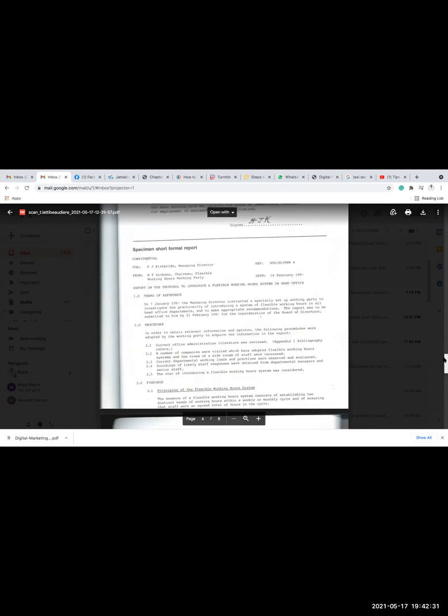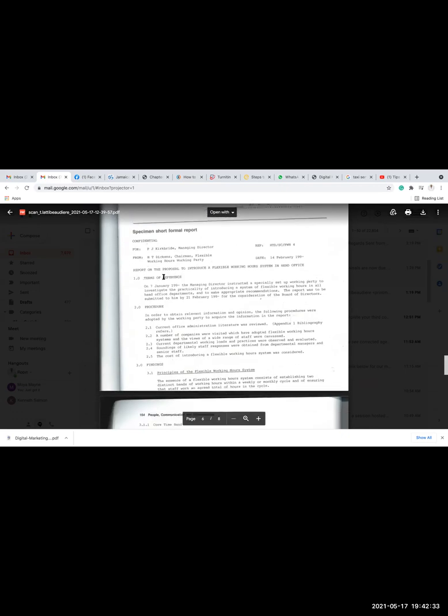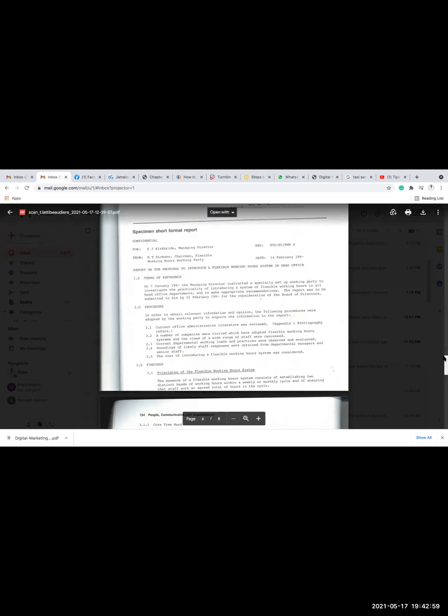And here you have, again, this is written in a memo form, but don't ignore the memo form. Just focus on the report on the proposal to introduce a flexible working hour system in head office. Terms of reference: on January, whatever, the managing director instructed a specially set up working party to investigate the practicality of introducing a system of flexible work week. It's always good to have something like investigate in yours. The report was to be submitted to him by the 21st for the consideration of the board of directors.